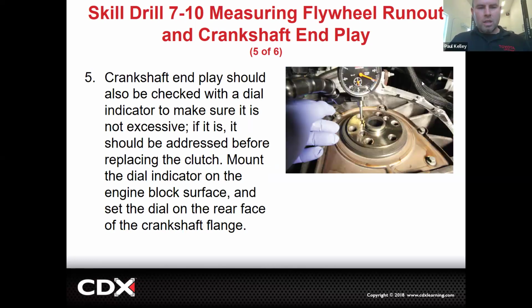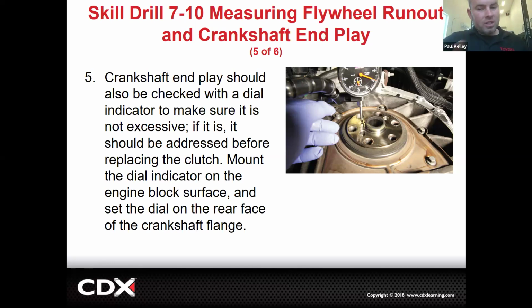Then the other thing is, in the same spot, we're not going to turn this. We're actually going to try to push this crankshaft down and pull it up. That would be checking crankshaft thrust, right? That's checking our thrust bearing. And like they were saying, that can cause some clutch chatter because stuff is moving around. I don't think it's super common.